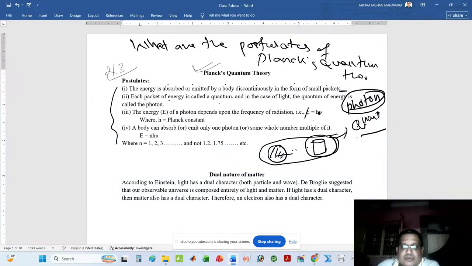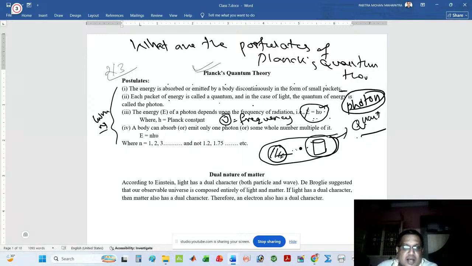This is the equation. Here I can say that E is equal to h nu, where h is the Planck's constant, nu is the frequency. So here I can say that the energy of a photon depends upon the frequency of radiation, that is E is equal to h nu, where h is equal to Planck's constant, nu is equal to frequency.